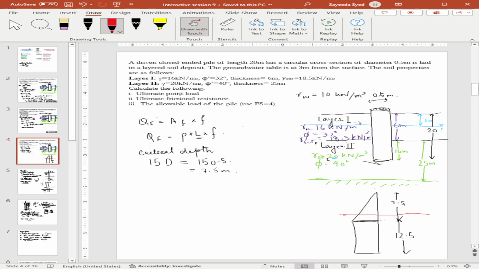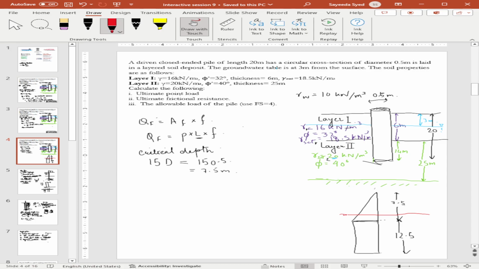At 6 meters, we have a different strata, and F has been given by Meyerhof as F equals K sigma naught dash tan delta. K is the earth pressure coefficient at rest.